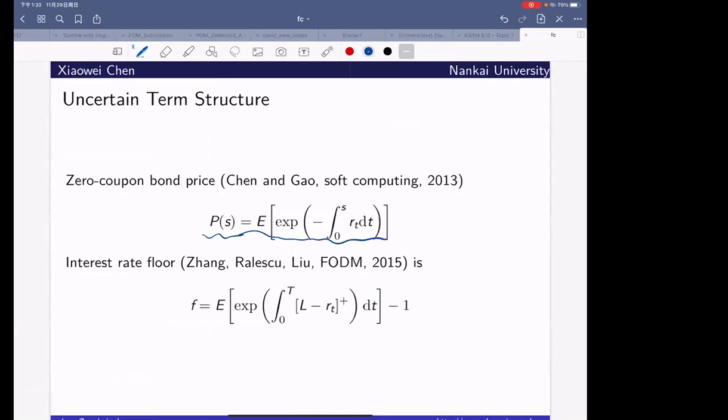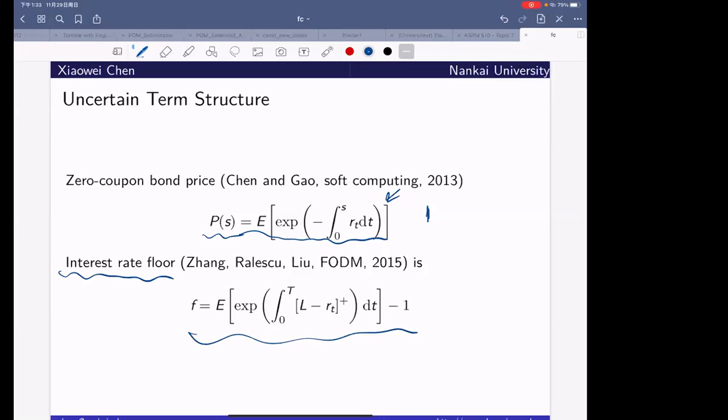So this is a zero coupon bond. The zero coupon bond price is just the expectation of the discounted future value of the bond. Here we assume the bond face value is 1, so we get the pricing formula. And Professor Zhang, Rodriguez, and Liu also find the interest rate floor and the ceiling price. Yeah, floor and ceiling price.